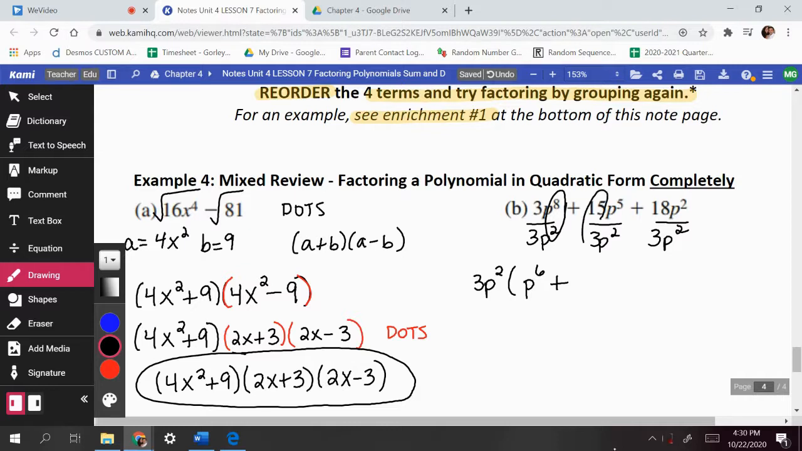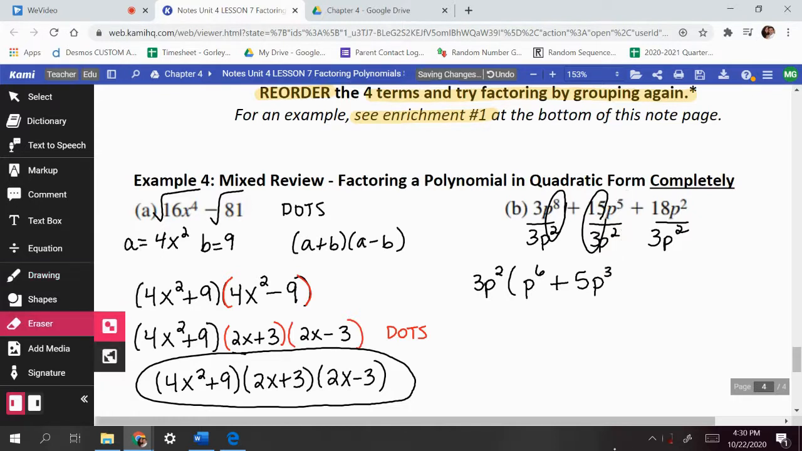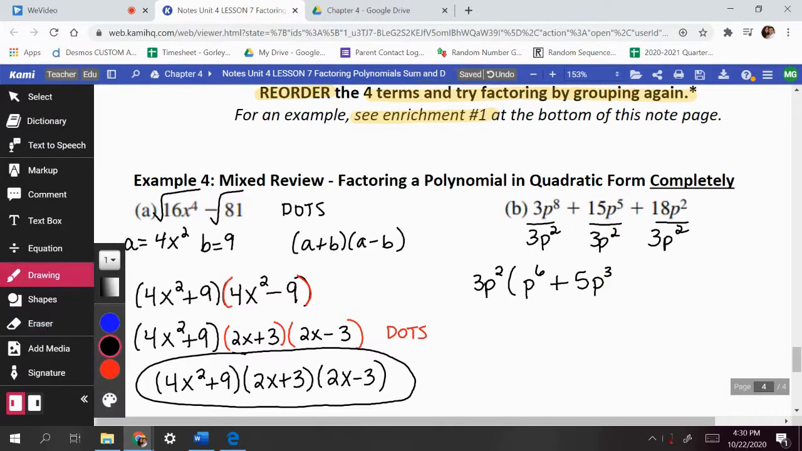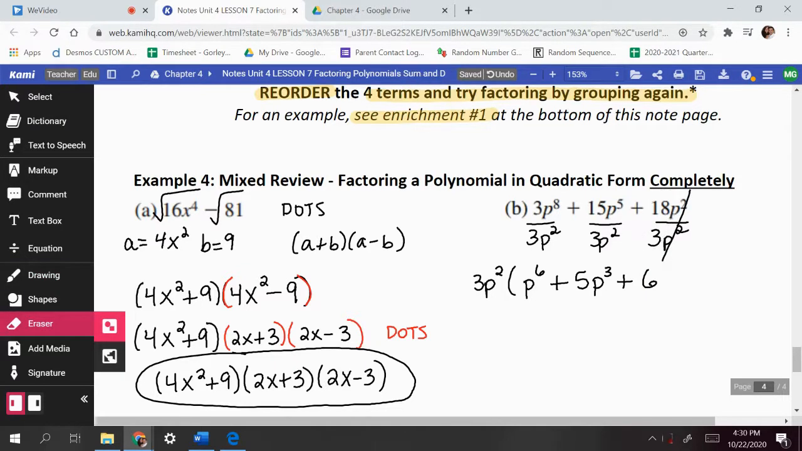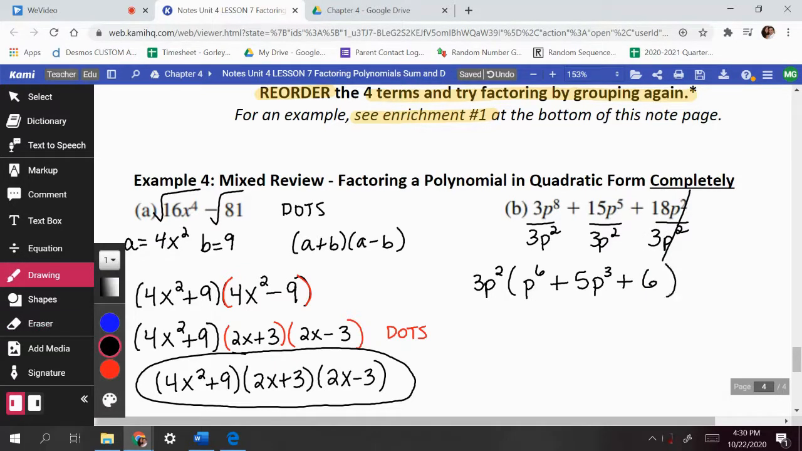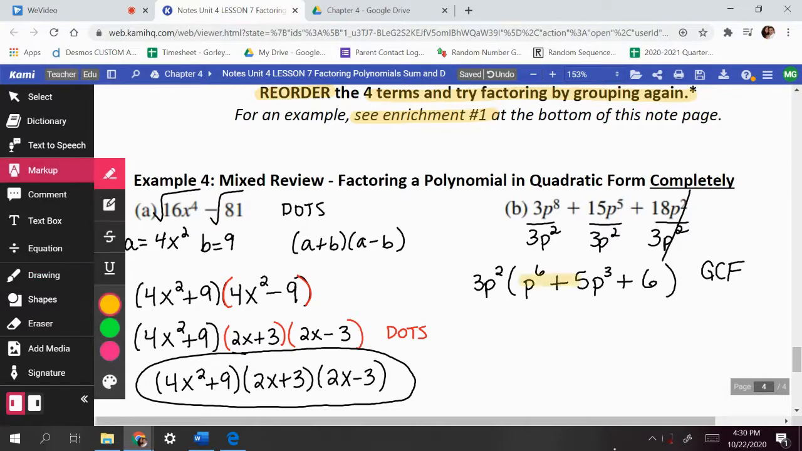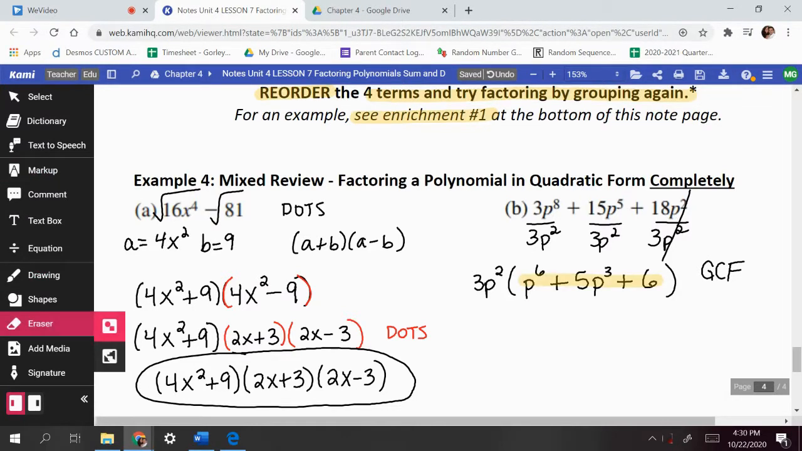Plus, let's see, 15 divided by 3 is going to be 5. Here, if I subtract the exponents, we get p to the 3rd power. And last but not least, what's 18 divided by 3? That's going to be 6. And then the p squareds cancel, right? Okay, so we got that using GCF factoring. Now I have to look and see if there's anything else I can do. Looking inside of here, we're going to try trinomial factoring.